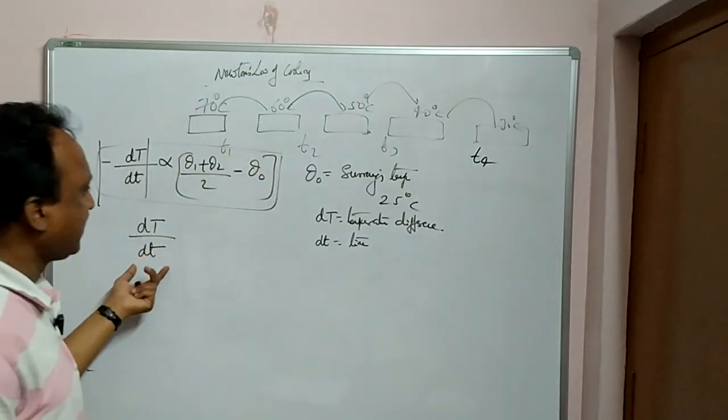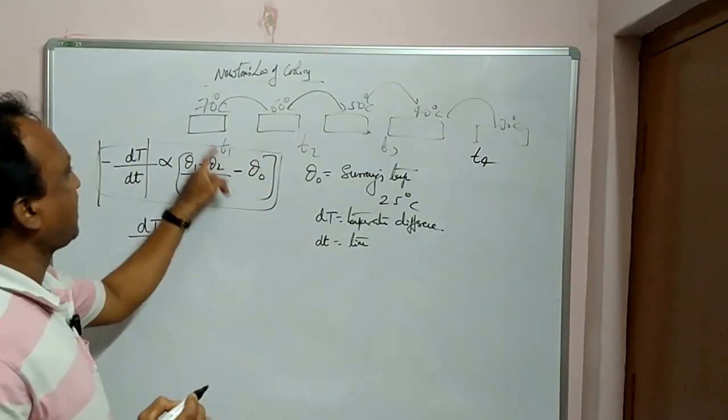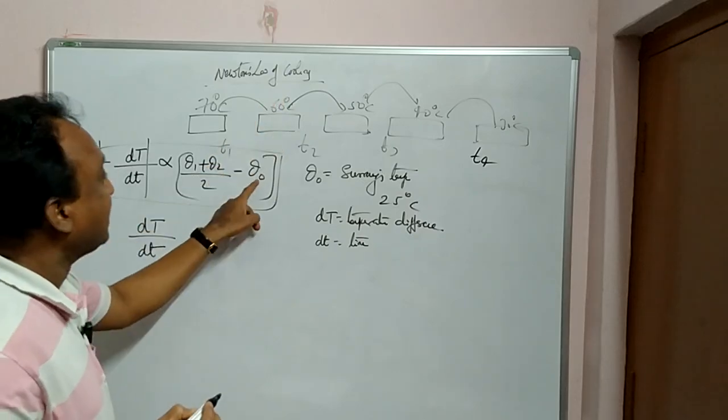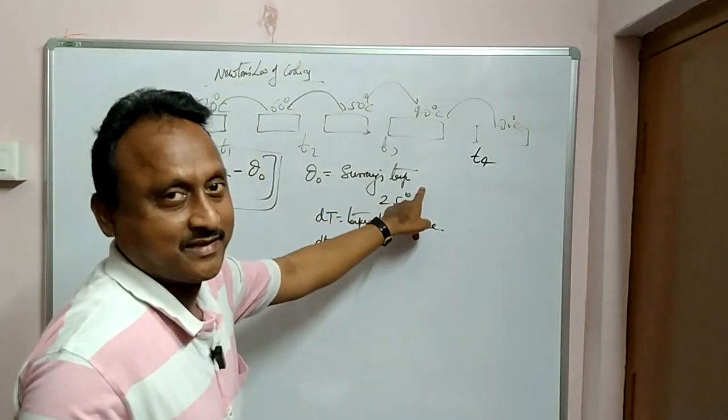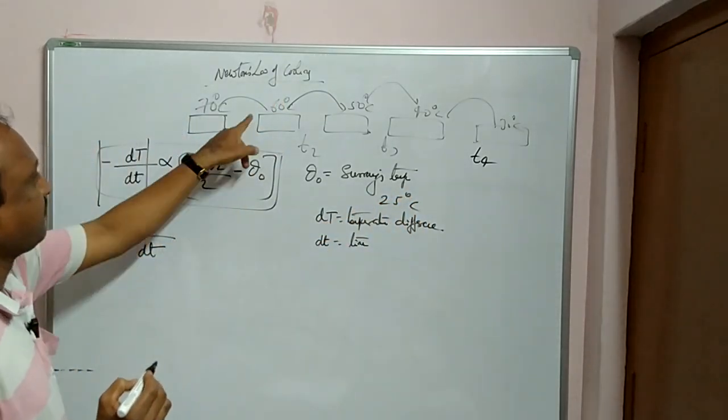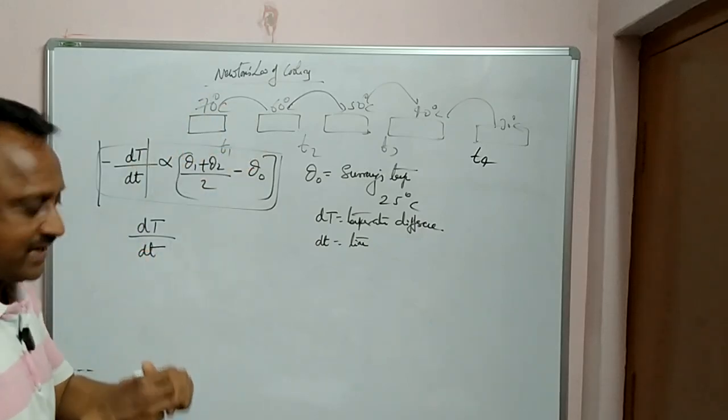What is small dt? Time. θ1 plus θ2, 70 plus 60, by 2. θ0 is the surrounding temperature. So this formula we will be adopting for the above numerical. Now we will apply it here.